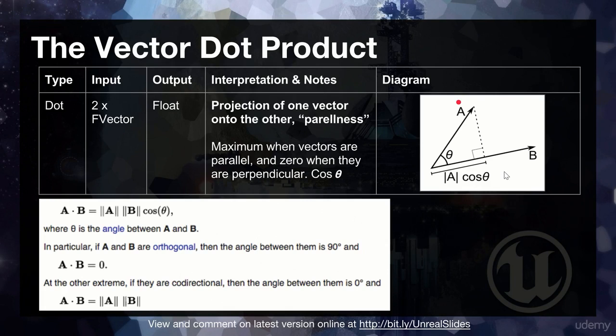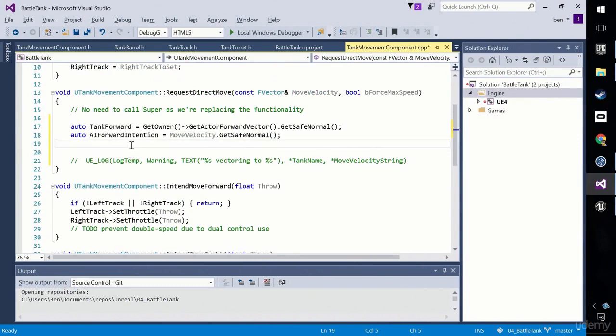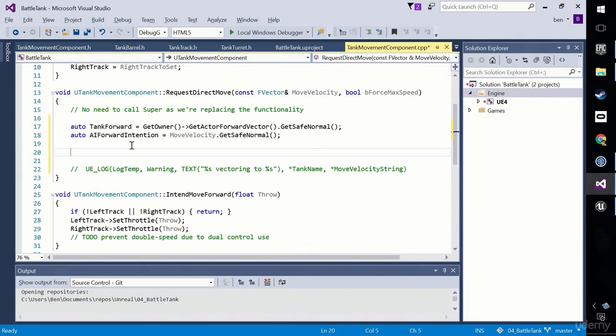I know it's a bit mathematical. It's clear to people who understand maths. It's difficult for people who don't. But let's just see it in action. That's going to be the key now. So we already have these two things. What I want you to do is use the dot product to actually drive the tank and see what the result is for yourself.